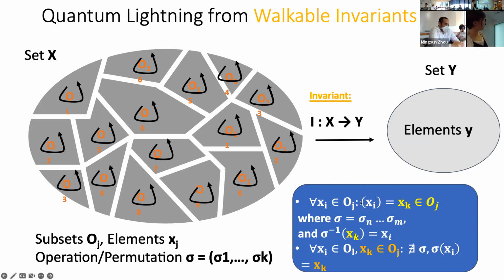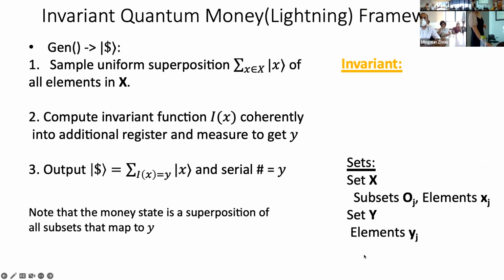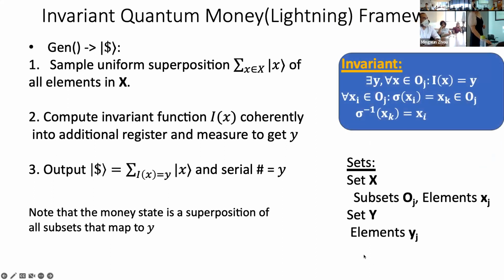I ignored a sigma. Here's a sigma before the xi. You add the sigma on xi, you get another element, but it stays inside the subset. So basically, it's closed under these operations. For anything, you apply a bunch of sigmas, you would stay in your subset. And also these sigmas, you can invert them. On the other hand, there are no sigmas that help you get from one element in one subset to some other element in a different subset. And the idea is that we can build a quantum money or quantum lightning on it.